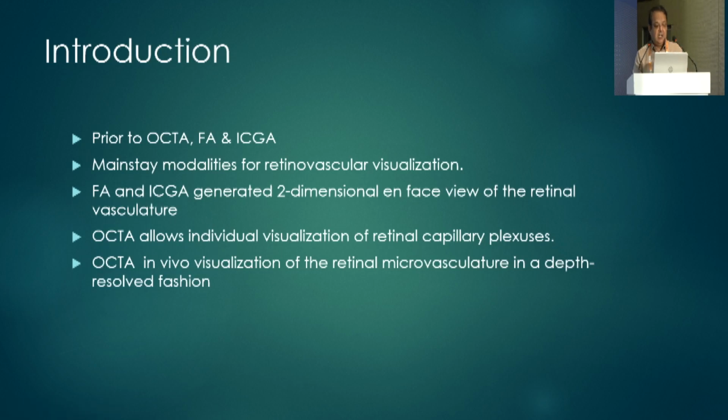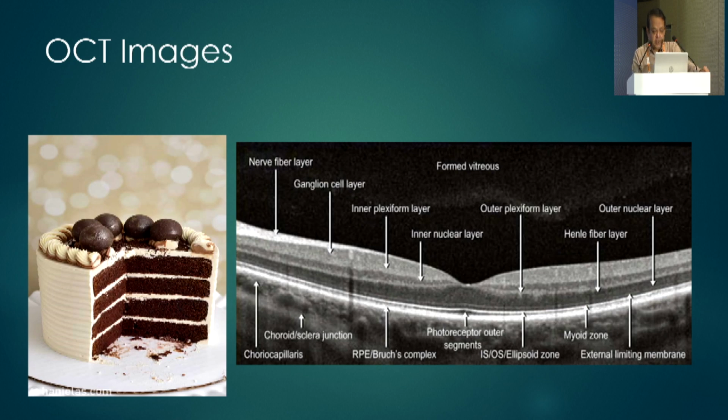Prior to OCTA, FA and ICG were the mainstay modalities for retinovascular visualization. FA and ICG generated a two-dimensional en face view of the retinal vasculature. OCTA allows individual visualization of the retinal capillary plexus, an in vivo visualization of the retinal microvasculature in a depth-resolved fashion. If you look at the OCT image, it gives a cross-sectional image. Like if you cut a cake like this, you will see multiple layers of the cake.